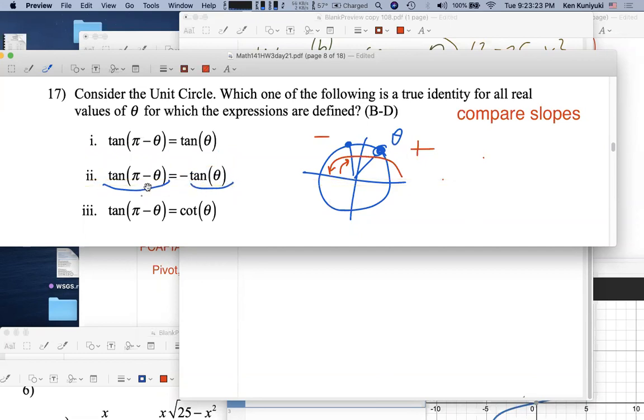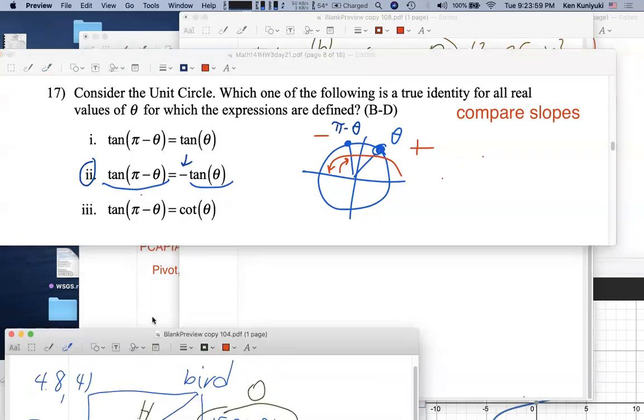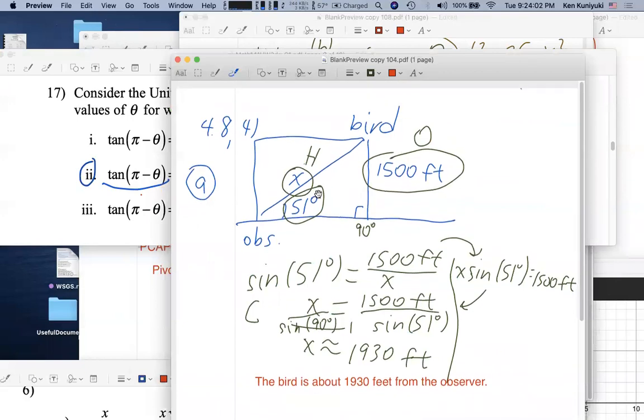The slope for the pi minus theta angle, this guy here, this guy is pi minus theta. The tangent value is negative. In particular, it's the opposite of this. So for example, if the tangent of theta is 2, the tangent of pi minus theta will be negative 2. These values are going to be opposites of one another. I think it's going to be this here. And then in chapter 5, using the special identities, you can prove this using the difference identity for tangent. So the answer to 17 is Roman numeral 2.